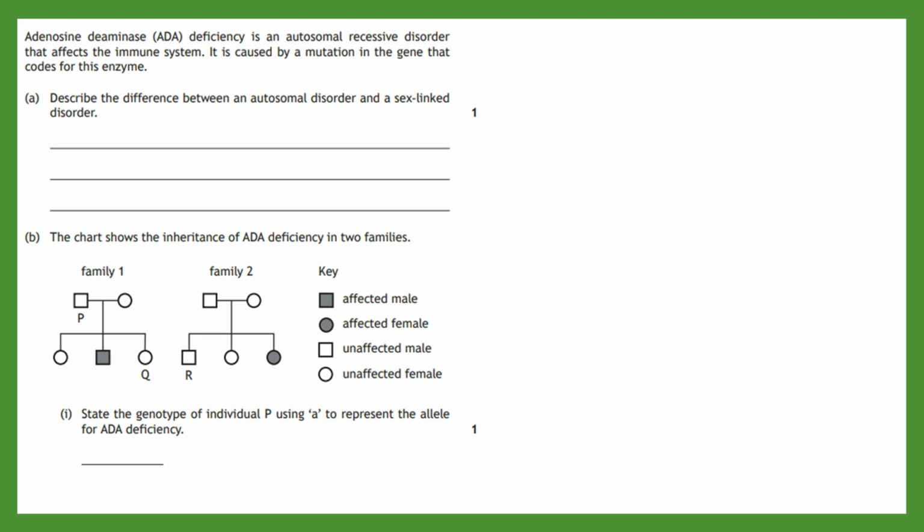Let's try some more. Again, pause the video, hit play when you're ready to reveal your answers. In this one, we're told ADA deficiency is autosomal recessive, affects the immune system, and is caused by a mutation in the gene that codes for this enzyme. First, you're asked to describe the difference between an autosomal disorder and a sex-linked disorder.